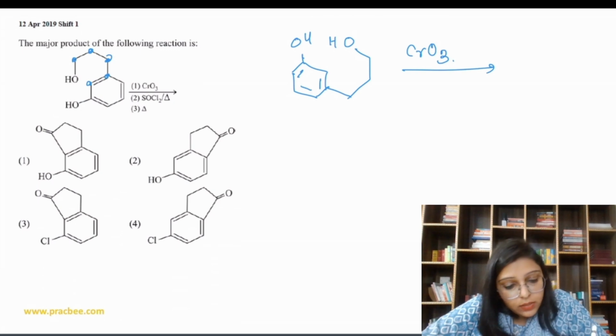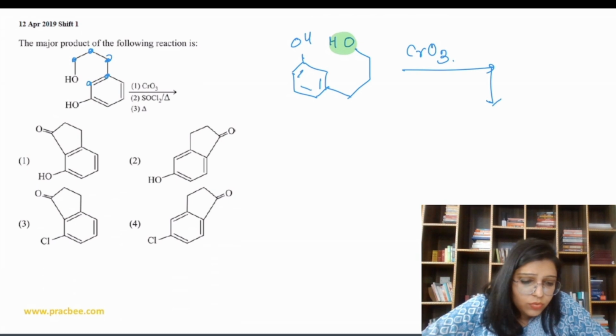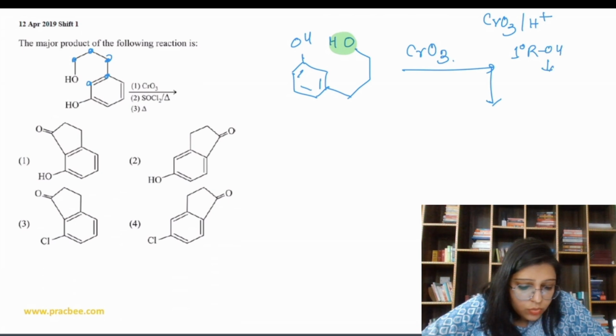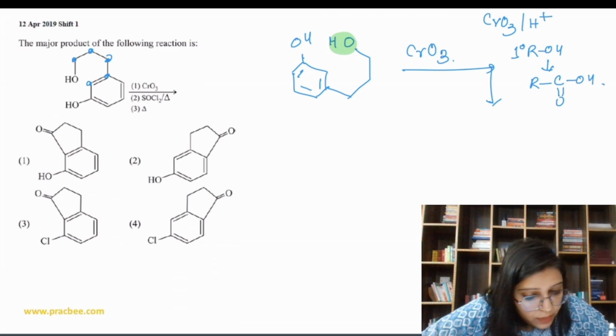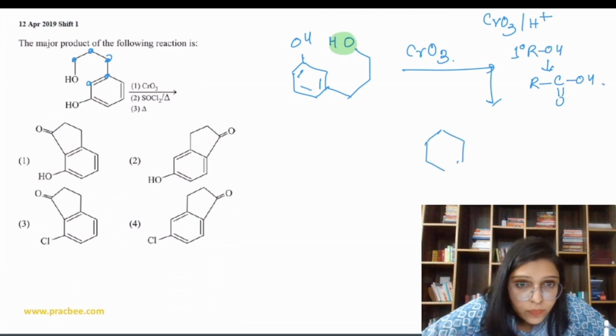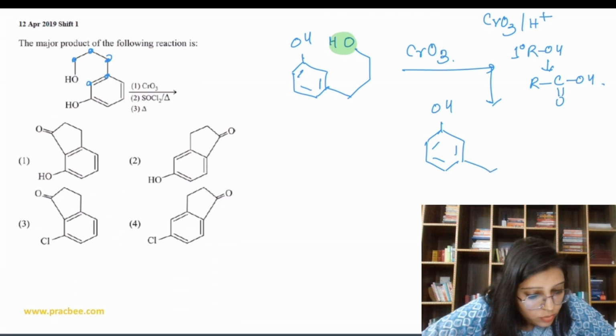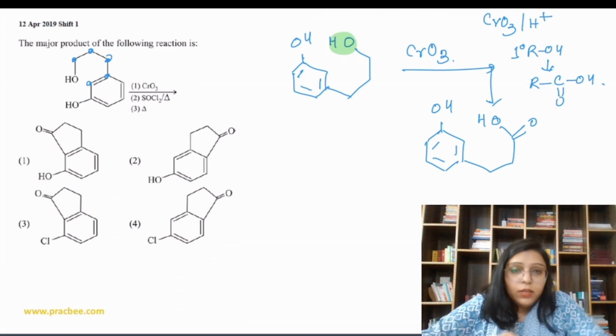So see, this is a 1 degree alcohol. This is a kind of Jones reagent, CrO3 and H plus. So a 1 degree alcohol is oxidized to a carboxylic acid, right? So let me write the carboxylic acid. Here we write OH, then CH2CH2CH2, then C with a double bond O and this OH. Clear?